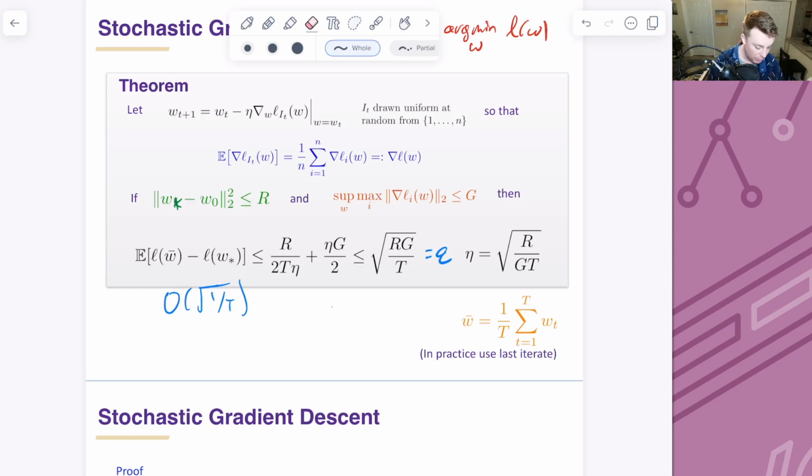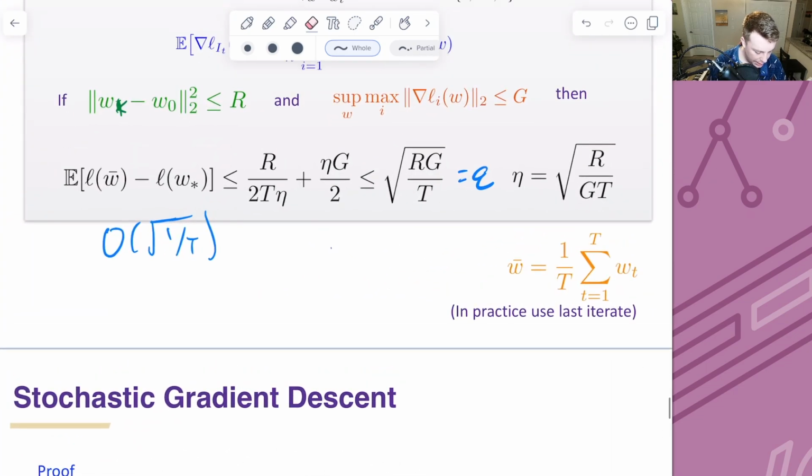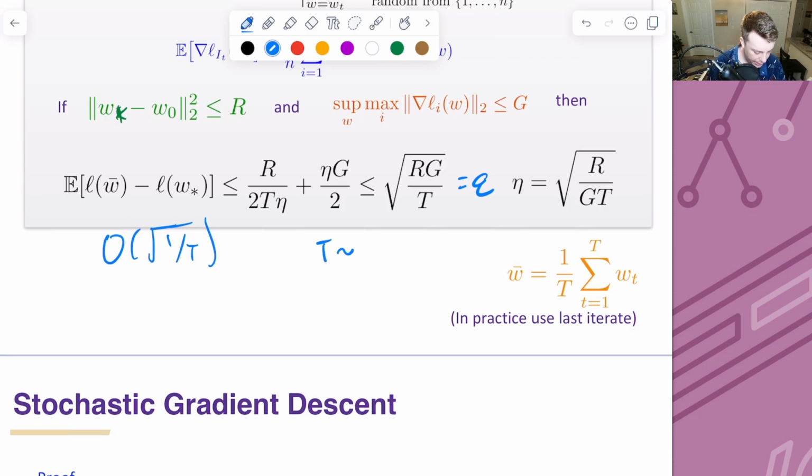This is telling you that T is approximately epsilon to the negative 2 steps. So for every error that you're comfortable with, that's approximately how many steps you need to take here.